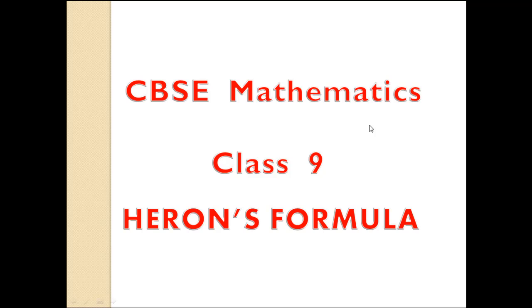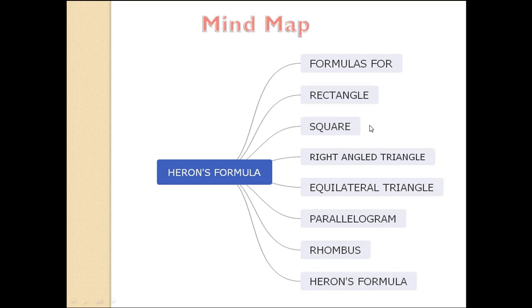CBSE Mathematics Class 9, Heron's Formula. In this session, we learn about formulas for rectangle, square, right angle triangle, equilateral triangle, parallelogram, rhombus and Heron's formula.